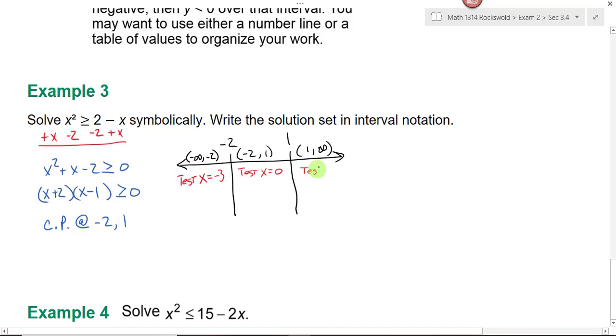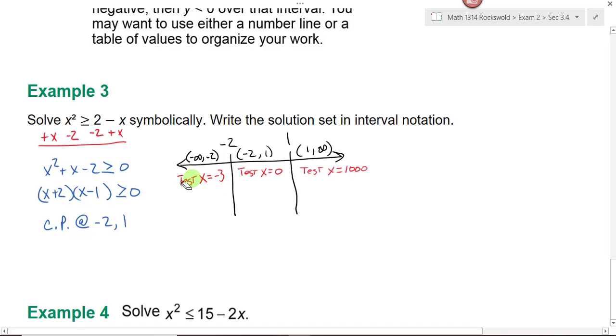What do you want to test? 1,000? 1,000 works. Why not? We could test 1,000,000. It still works. Now here's where this gets interesting. The reason I like this factored is because I'm only checking to see if my function is positive or negative in the interval. I don't care what the numbers are. I just want to know the sign.